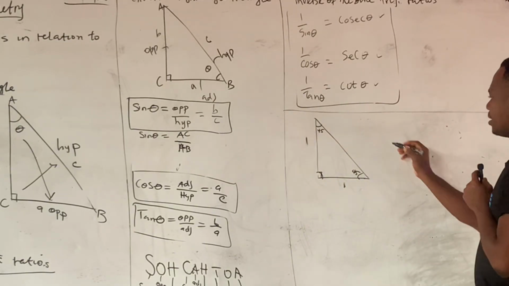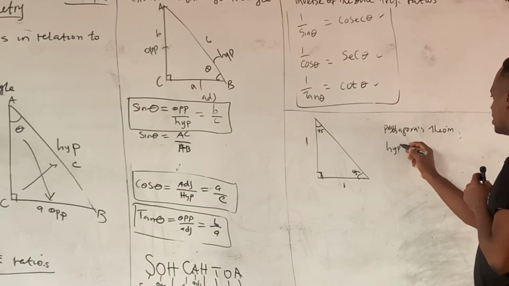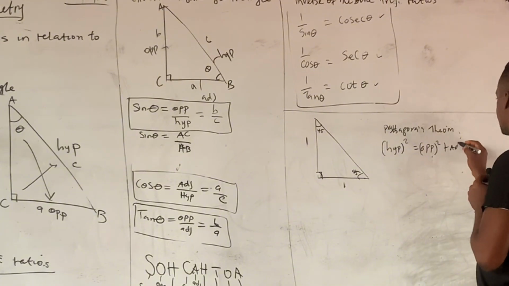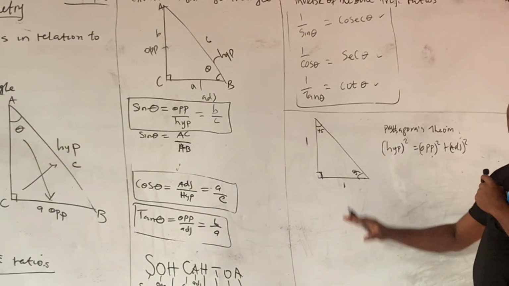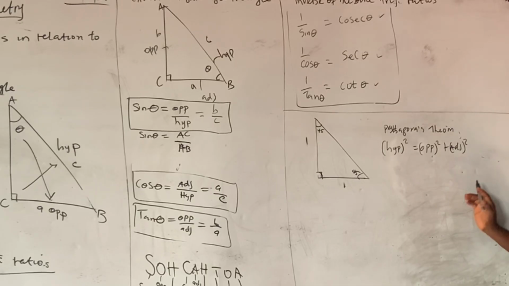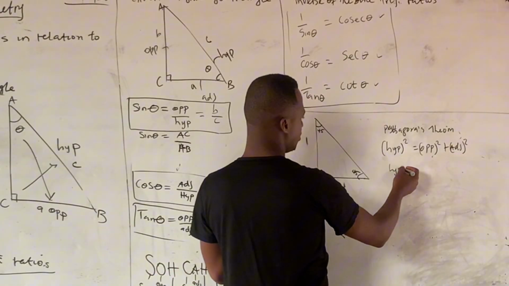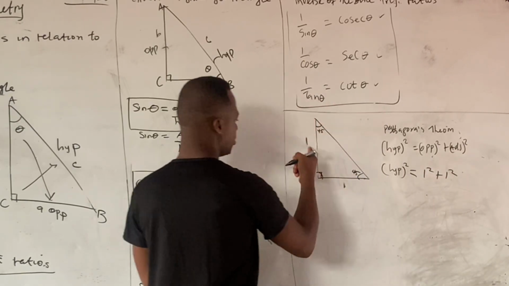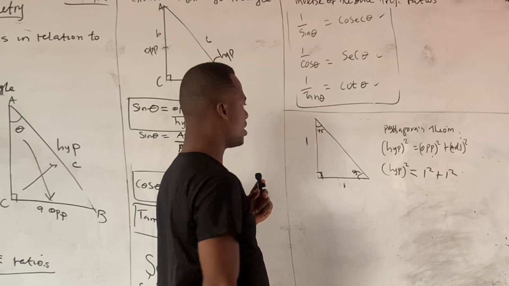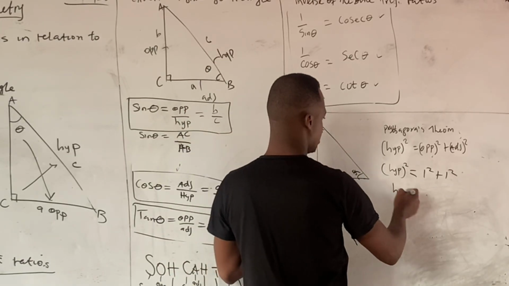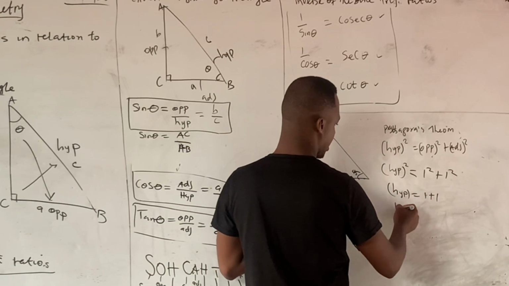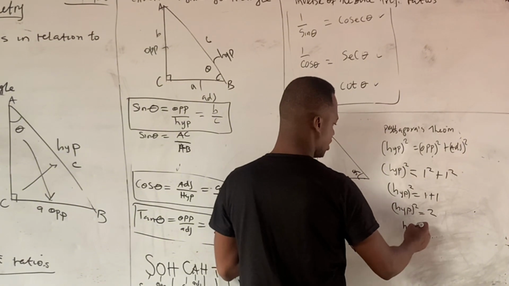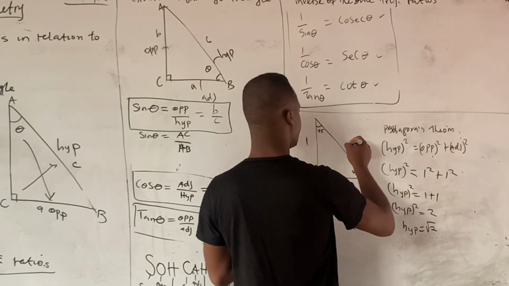So you remember Pythagoras theorem that hypotenuse squared is equal to opposite squared plus adjacent squared. Because we're not considering any angle, we can use anywhere as our opposite and anywhere as our adjacent. So let's calculate. Hypotenuse squared is equal to 1 squared plus 1 squared. Any of them can be opposite, any of them can be adjacent. So we have the hypotenuse squared is equal to 1 plus 1, which is 2, which means to get the hypotenuse alone, it's going to be root 2. So here is going to be root 2.